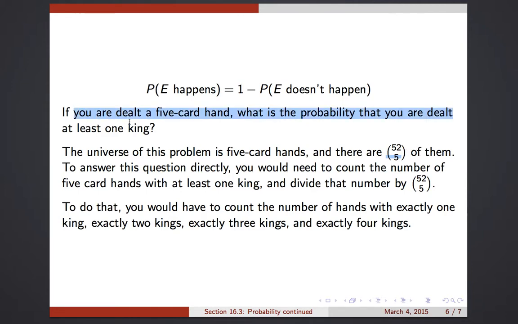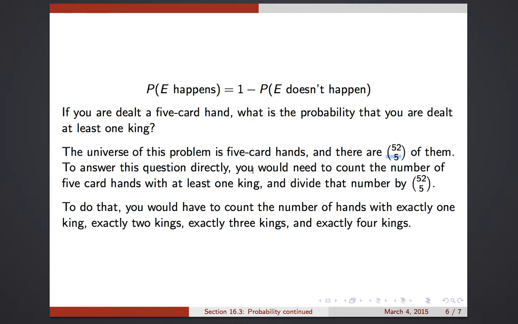Okay, so for this question that we're interested in, now we have to think about how many hands there are with at least one king inside of them. There are 52 choose 5 overall hands, but how many hands contain at least one king? So to answer this question directly, you would have to count the number of 5-card hands with at least one king, and then divide that by the size of the sample space, by this 52 choose 5 number. So you might want to give this some thought, but suppose you had to count the number of 5-card hands with at least one king.